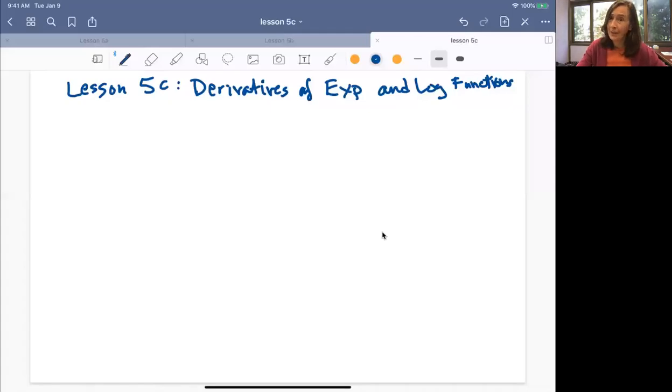So what's left? Well, we don't yet know how to take the derivatives of exponential functions and log functions. So let's take care of that right now.